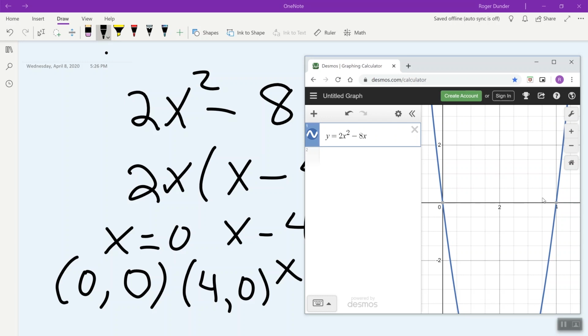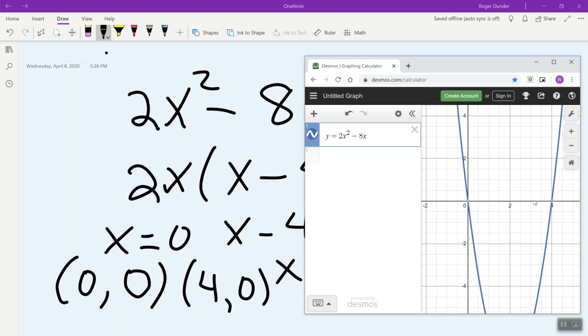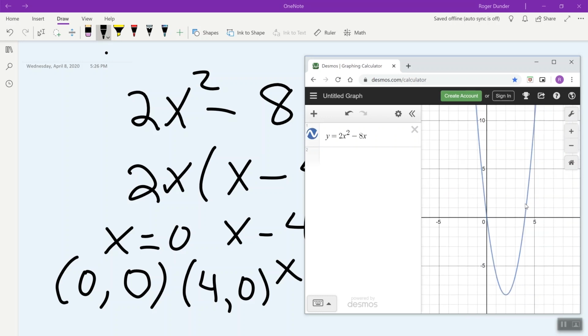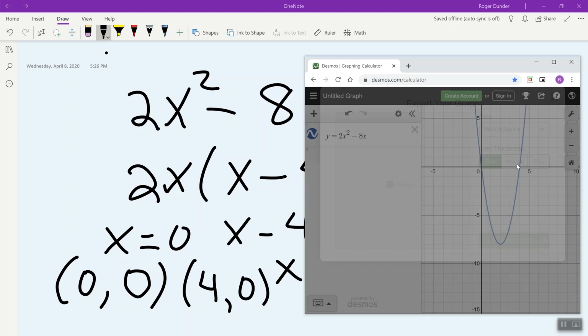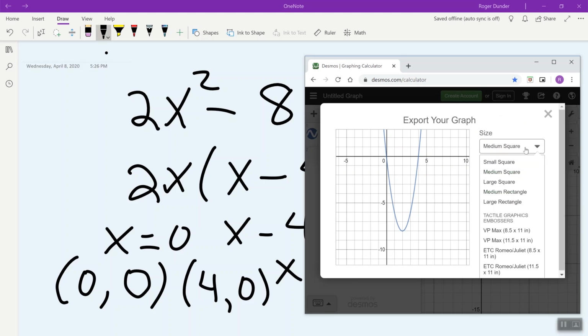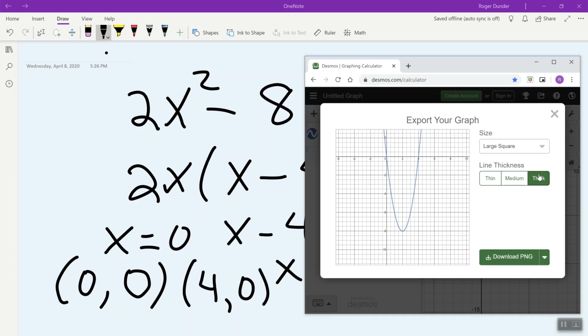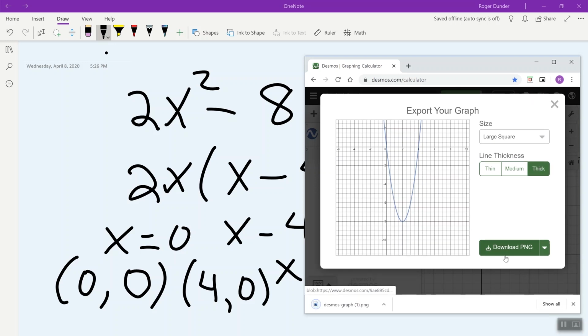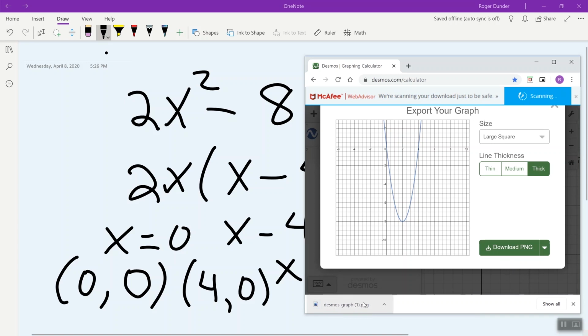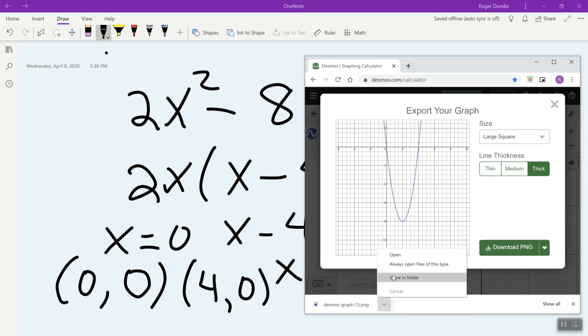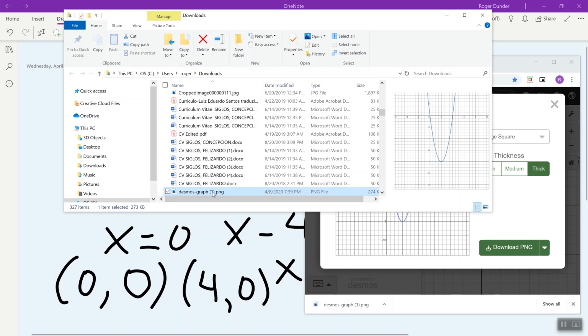There are many ways we can describe this. So if you were to solve by graphing, here you have the graph right here. We could export this graph. Let's go ahead and do that. And let's download it as a PNG file. Okay, we can say large square and thick lines. And let's download this PNG. So it's downloaded. I'll show in folder. It's right here. I'll just call it example graph.